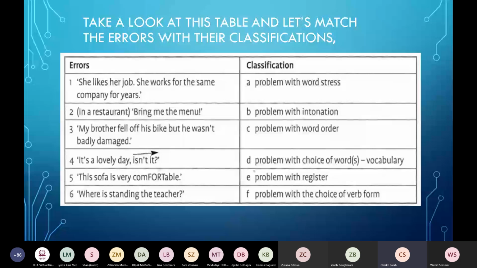Mustafa, Aziz, or Sabrina. Yes, Sabrina, go ahead. So, my brother fell off his bike, but he was not badly damaged. Problem with the choice of words. Damaged should be hurt, I think. D.